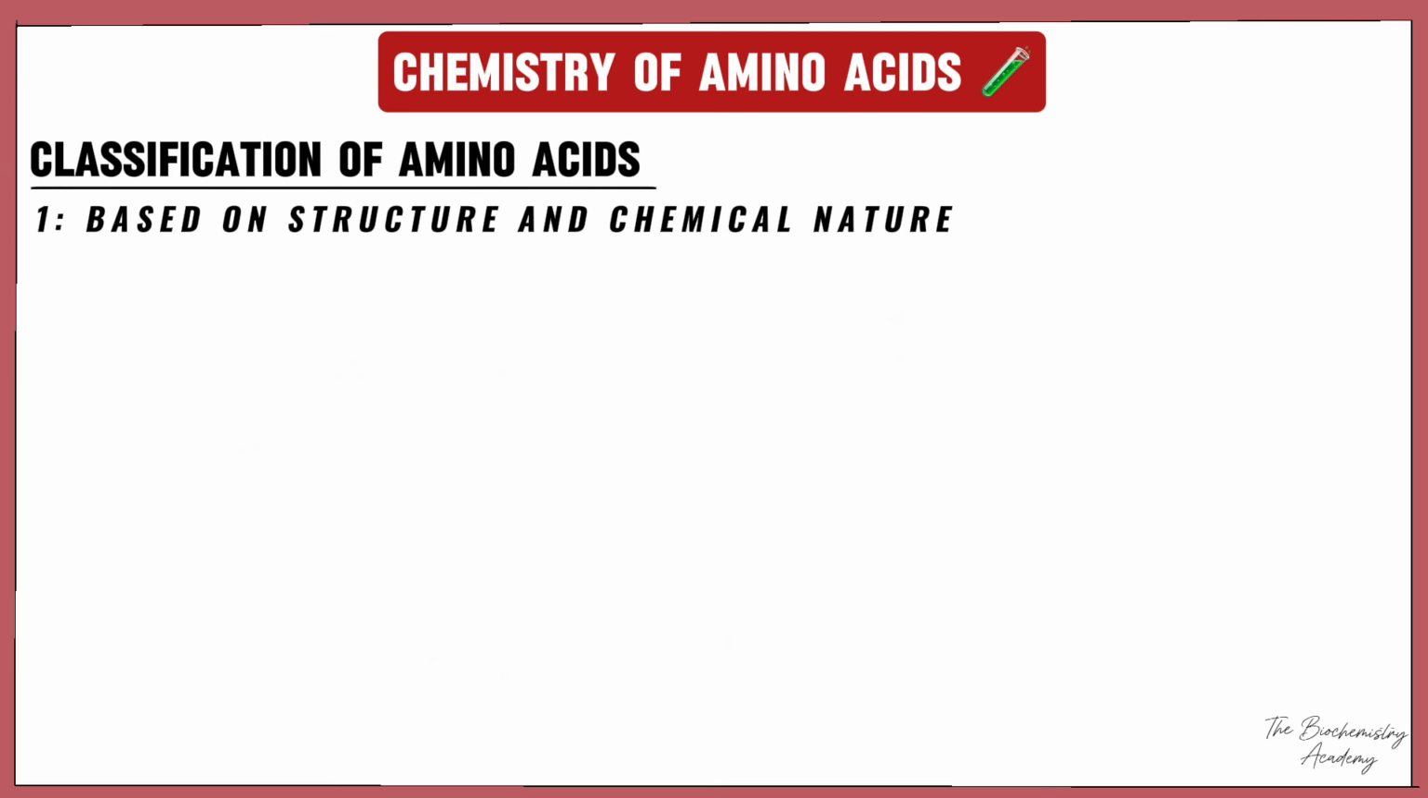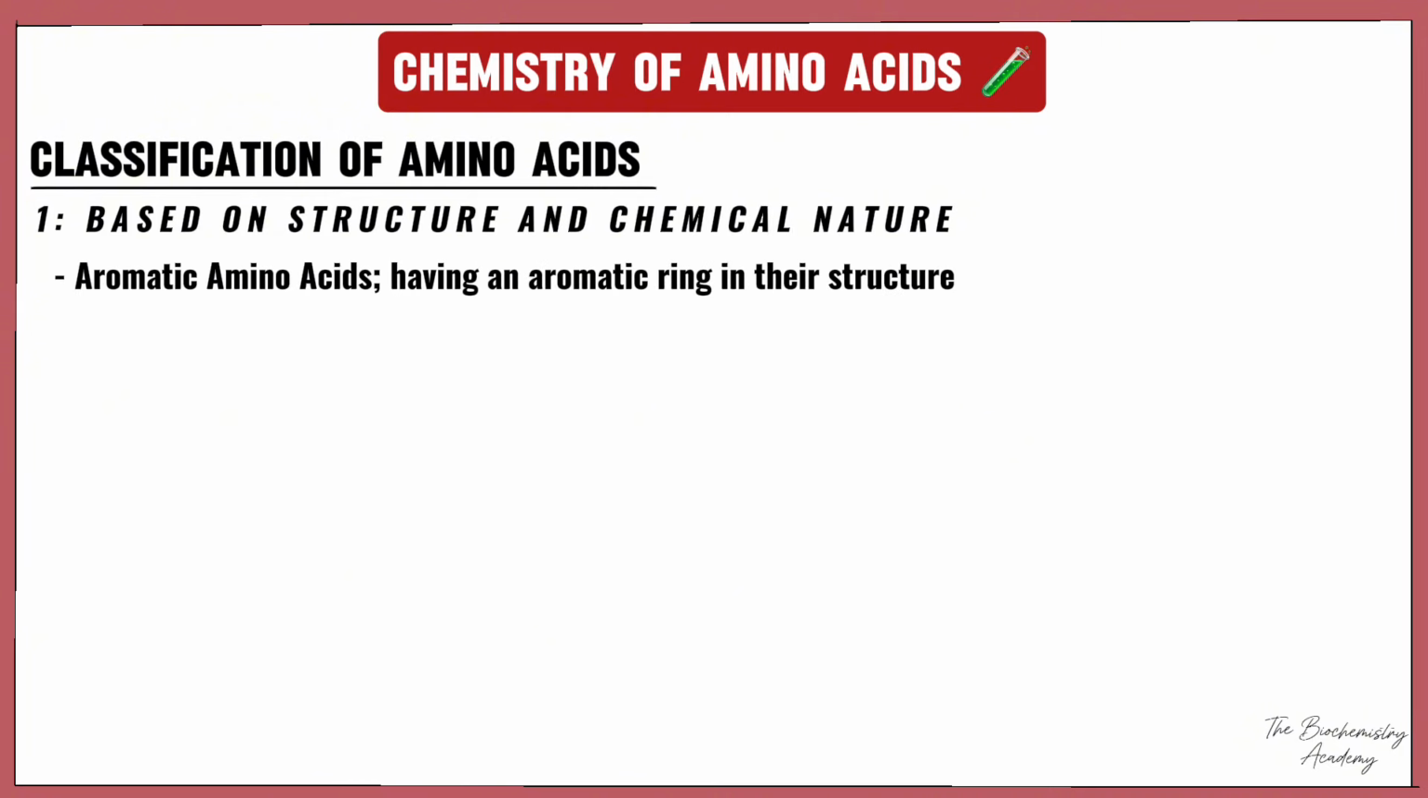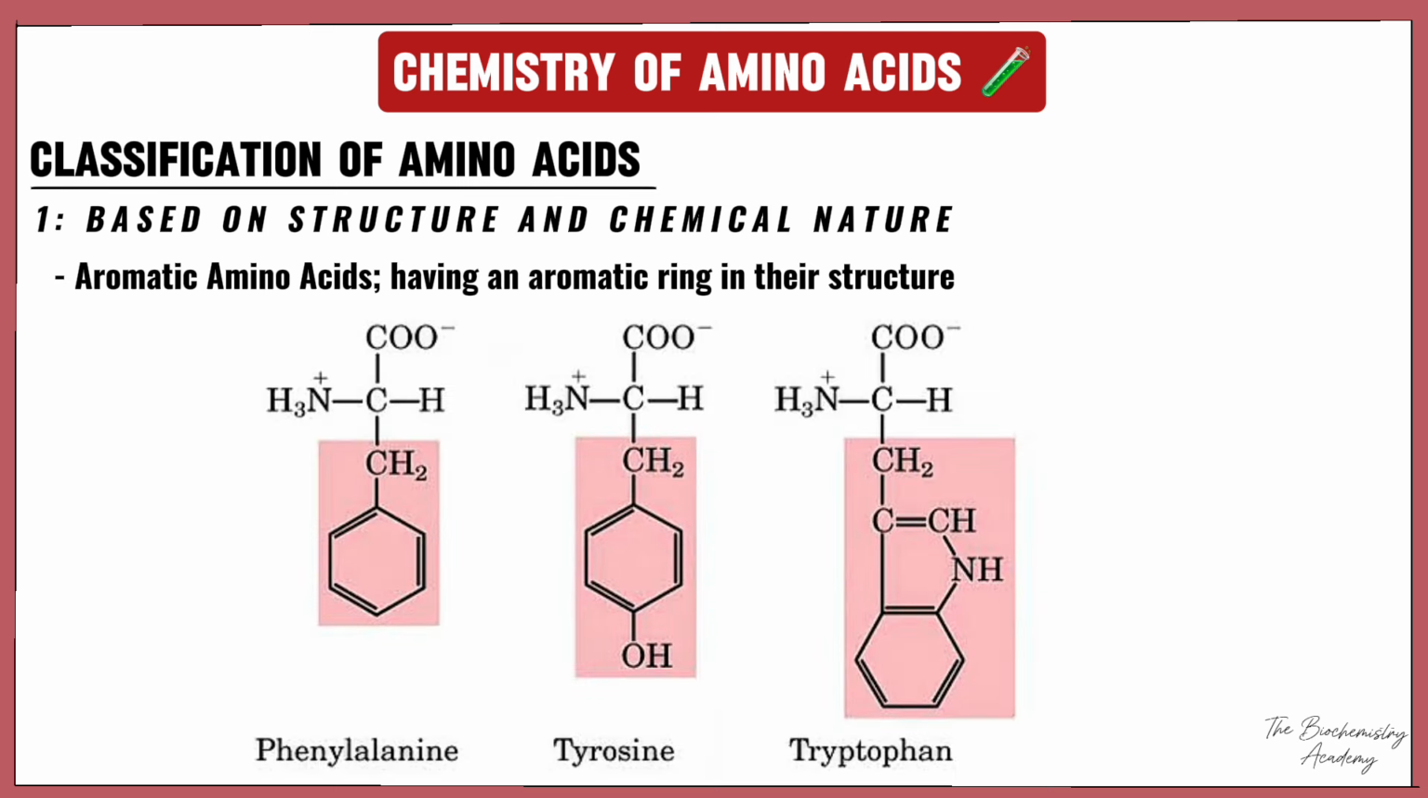The sixth classification is the aromatic amino acids, and they have an aromatic ring in their structure. They absorb ultraviolet light. Examples include phenylalanine having a benzene ring, and tyrosine having a phenol ring. Remember, it is also classified as an amino acid having a hydroxy group. And finally, another example is tryptophan. It has an indole ring in its structure.